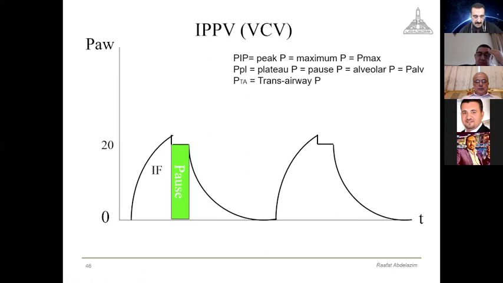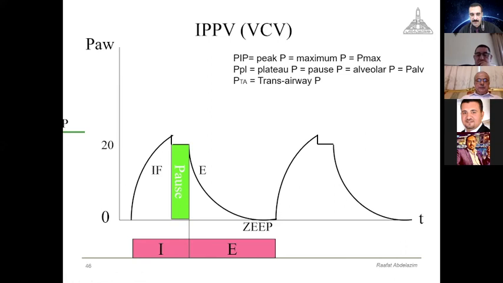So this is the end of inspiration, expiration, zero end expiratory pressure. This is the inspiratory time, and this is the expiratory time. This is the peak inspiratory pressure, the plateau pressure, and the difference is called trans-airway pressure.